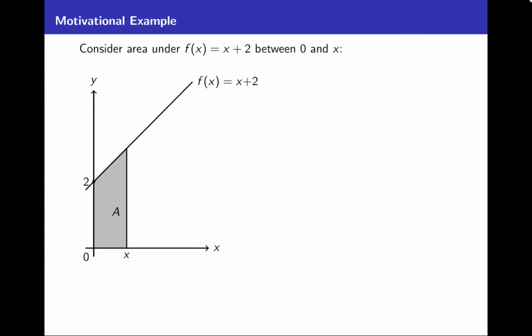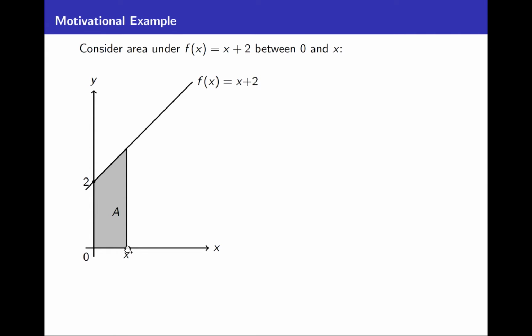I want to start with a motivational example. I want you to consider the area under the graph of f of x equals x plus 2 between 0 and some value of x. And here's the picture. The graph of f of x equals x plus 2 is a straight line, its slope is 1, and its y-intercept is 2. So it looks like this. And on the x-axis, we're looking at the interval between 0 and some value of x. And that value of x is unspecified.